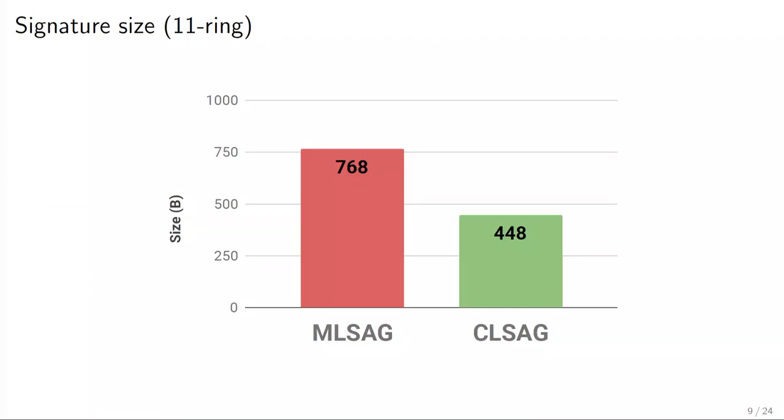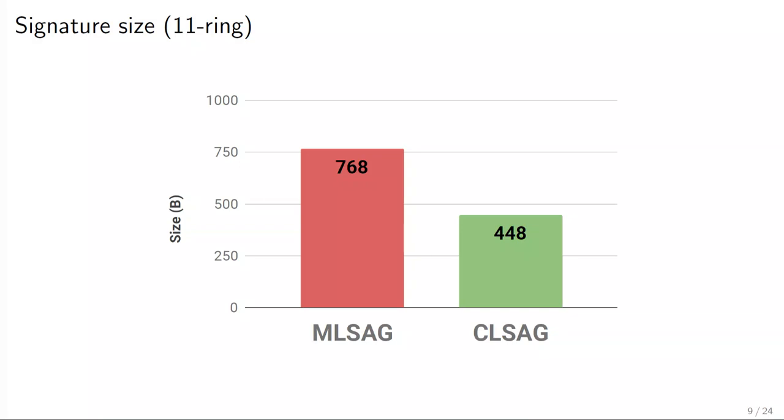So how good is it? I have a lot of plots here. Red generally means bad, and green generally means good. So if you don't like math or numbers, red is bad, green is good. So in terms of size, for our current network-enforced ring size of 11, so 10 decoys and a true spender, an MLSAG signature currently takes up 768 bytes.